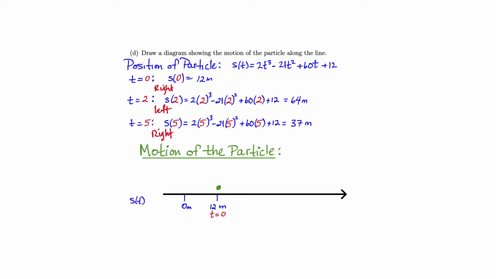Then it moves to the right for 2 seconds, and when t equals 2, it stops momentarily at 64 meters. Then at that point it starts moving to the left again for 3 more seconds. So when t is equal to 5, where is it located? It's located at 37 meters. And then at that point it turns right again, and then it just moves right forever after that. So this is the motion of the particle.